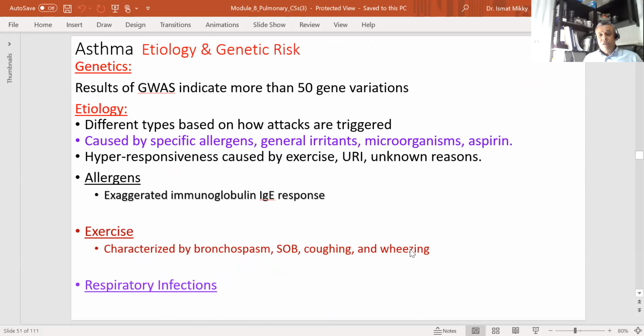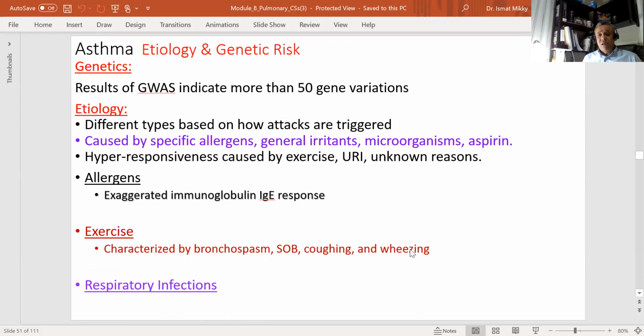So the etiology and genetic risk for the development of asthma starts with genetics. The genetics results from the genome-wide association studies. These studies indicate more than 50 gene variations responsible for the development of asthma disease as genetic predisposition.